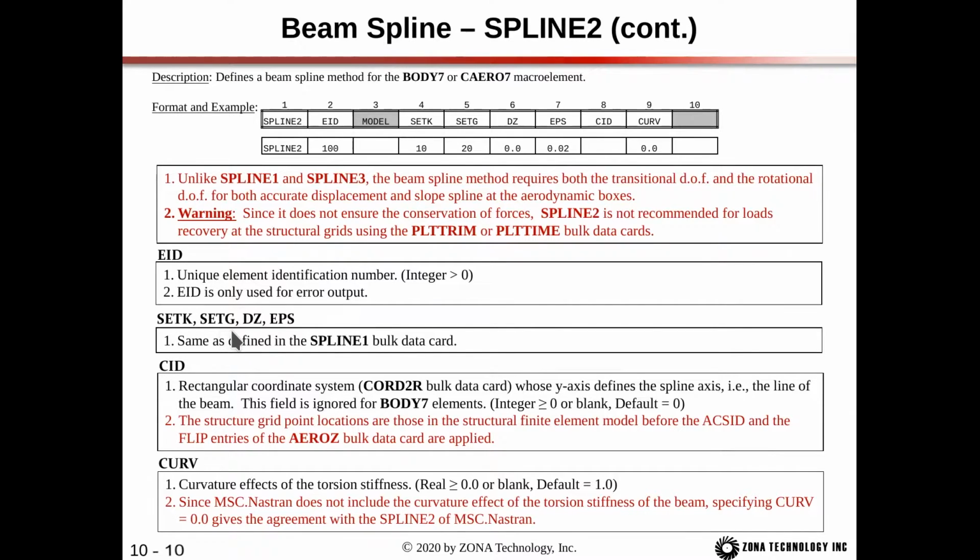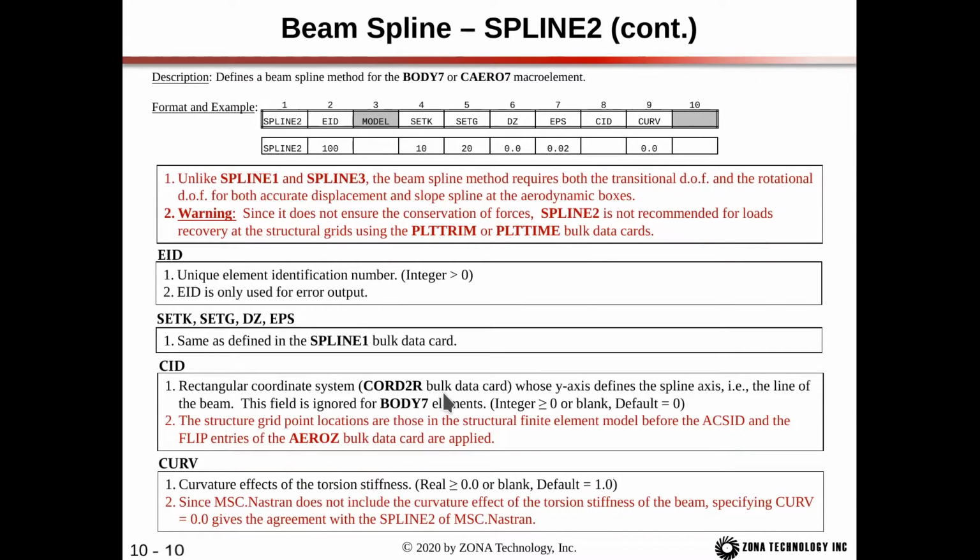So the set K, set G, DZ, and EPS are the same as the spline 1. Then we have the CID field. This is a rectangular coordinate system whose y-axis defines the spline axis, that is the line of the beam. And this field is ignored for body 7 elements. That's because for body 7 elements, the x-axis of the coordinate system that's used to define the body is used as the spline axis. And then this coordinate system is defined in the Nastran basic coordinate system. That's what this point 2 is saying.